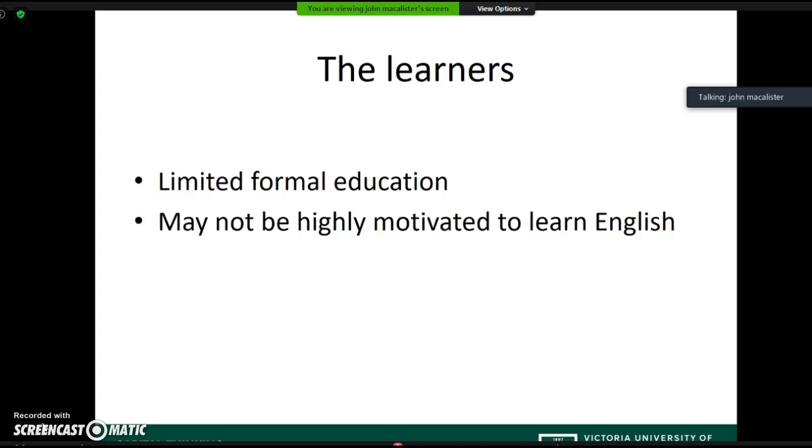But so this was based on very limited information. But I understood that they would have limited formal education and that they might not be very motivated to learn English. We probably all have had students who aren't motivated. But you can ask yourself, why would you expect these young men to be motivated? They live in the south of Saudi Arabia. Arabic is the national language. There's probably not a lot of need for English in their daily lives.